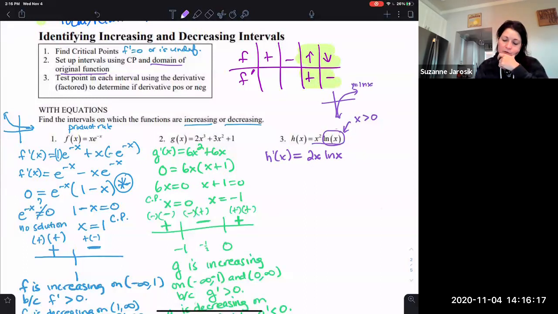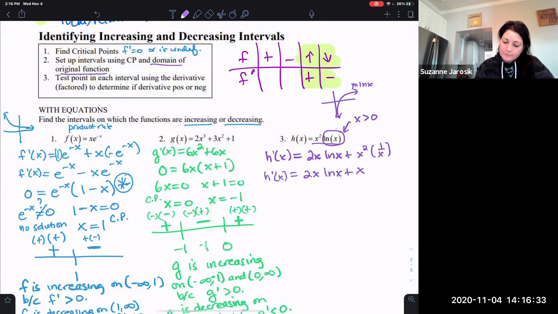So I took the derivative of the first part, left the second part alone, plus x squared times 1 over x, the derivative of ln x. Simplified a little bit, x squared divided by x is just x. So we are undefined for anything 0 or less than 0.